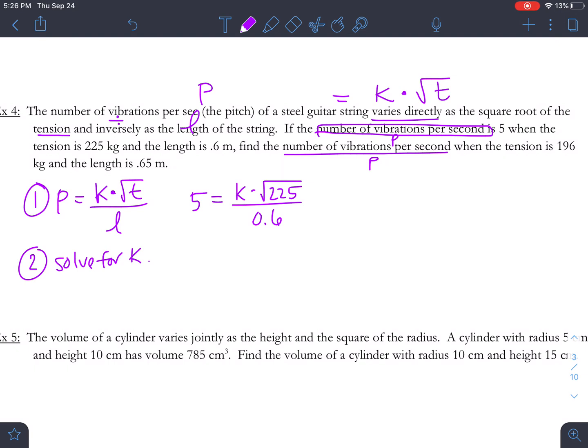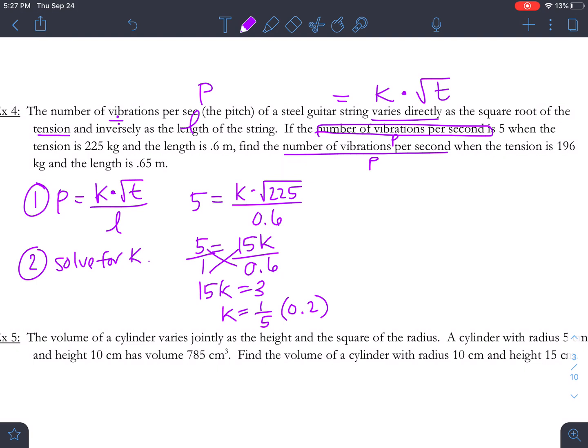So we're going to go from here. Let's see what we get. This is 5 is equal to square root of 225, which is 15, so 15K divided by 0.6. You can do that same situation where we cross multiply, and we get 15K is equal to 3. So K is equal to 1/5, or you could say 0.2. Okay, so K is equal to 1/5, same thing as 0.2. So now you're definitely going to use your calculator for this part.